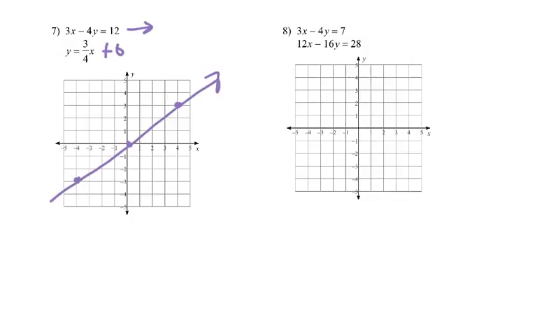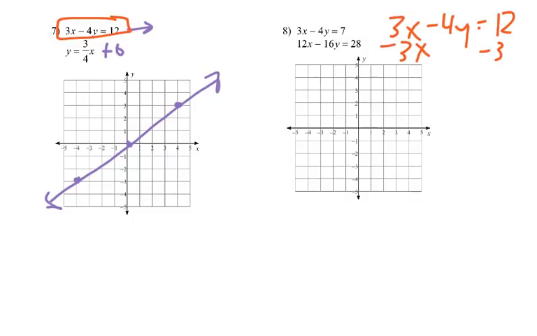Okay, there's my line. Now, for this one, not as easy to graph. Okay, but I can get that y by itself by taking 3x minus 4y equals 12. Subtract 3x. That would give me negative 4y equals negative 3x plus 12. Divide by negative 4.